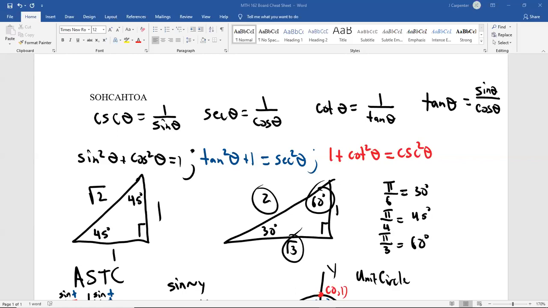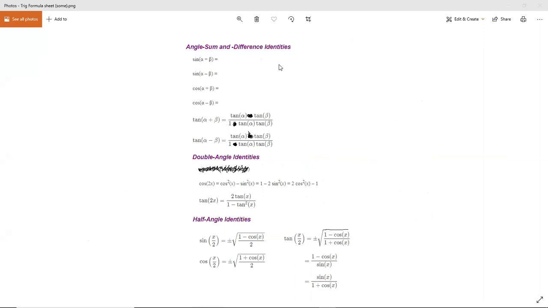New share. I'm kind of curious, so you should now see a formula sheet. Could you see that 15 seconds ago? If anyone in the chat just wants to answer that, I'm curious if that actually worked. It didn't matter, I'm just curious. So this is what your formula sheet is going to look like for test 2. So these are the formulas that you'll have or not have for the test.